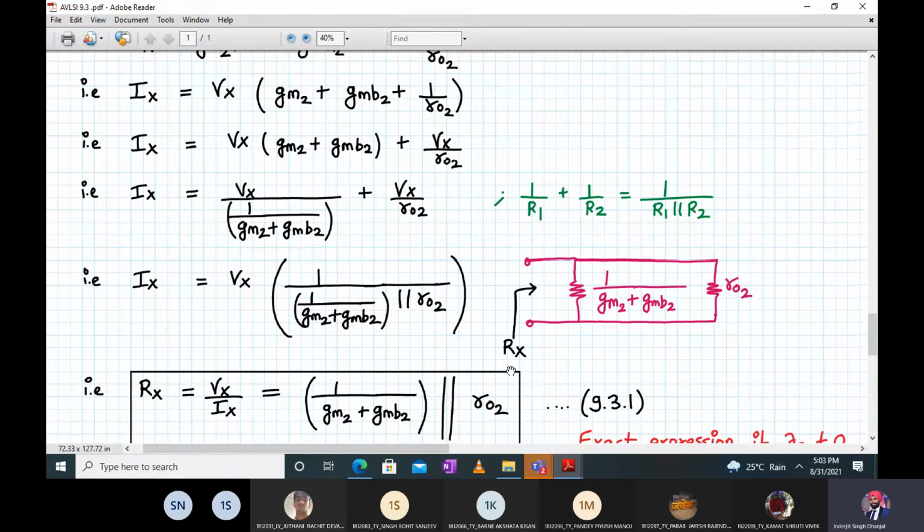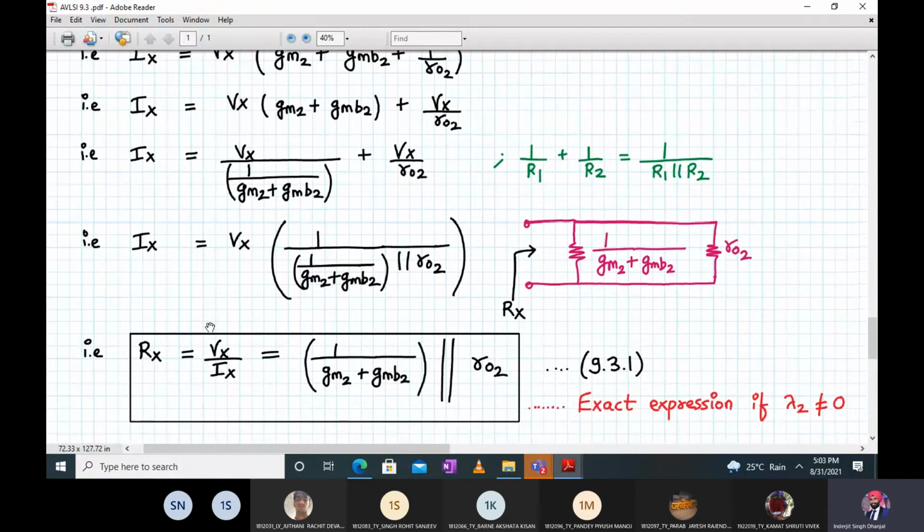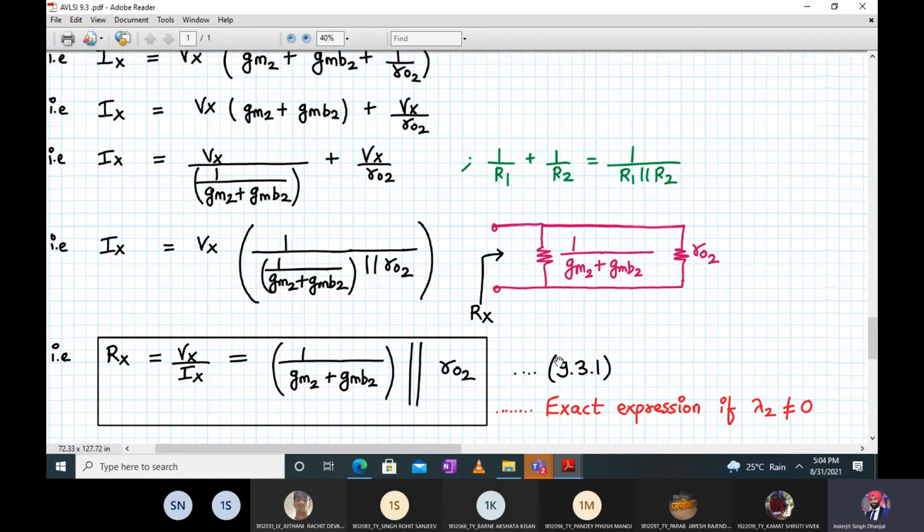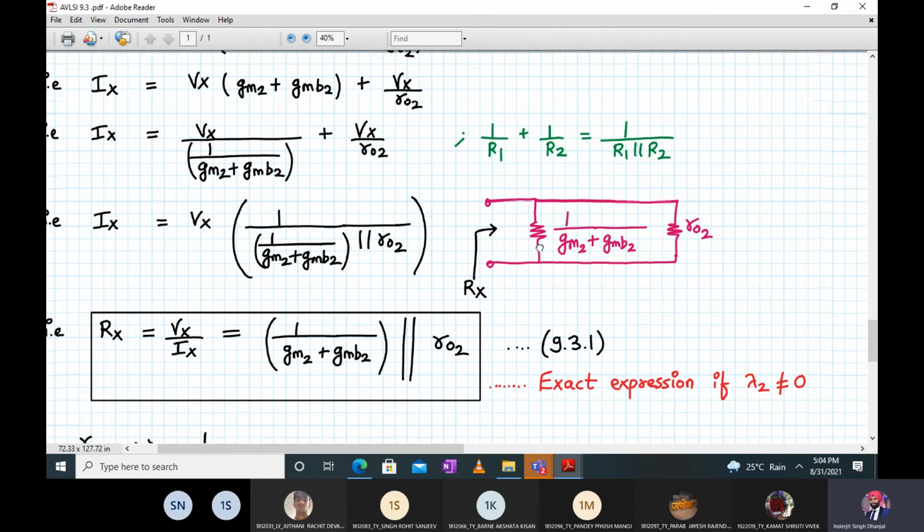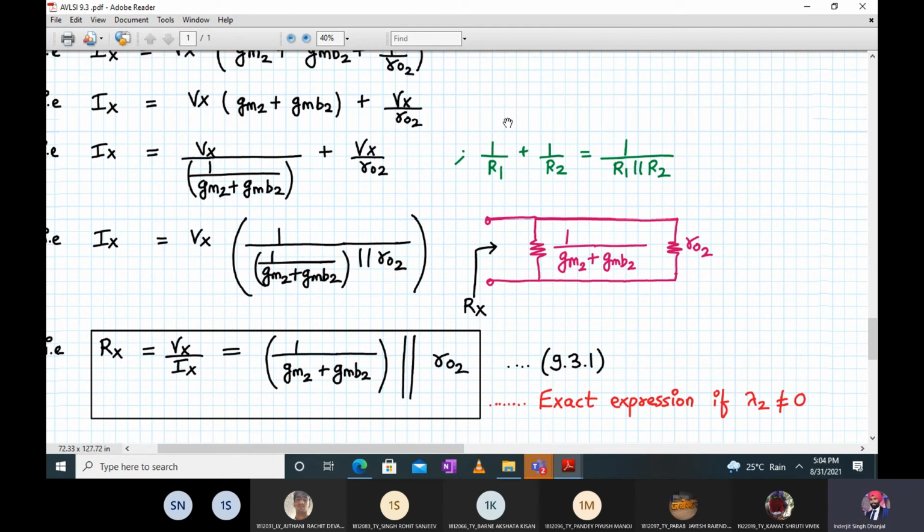So your RX seen at those terminals will be VX upon IX, which will be 1 upon GM2 plus GMB2 parallel to RO2. This is the exact expression if lambda 2 is not equal to 0. So we have successfully found the value of RX, which is equal to 1 upon GM2 plus GMB2 parallel to RO2. It looks like these two resistances are in parallel, which comes from the concept over here. So RX is this expression given by 9.3.1.